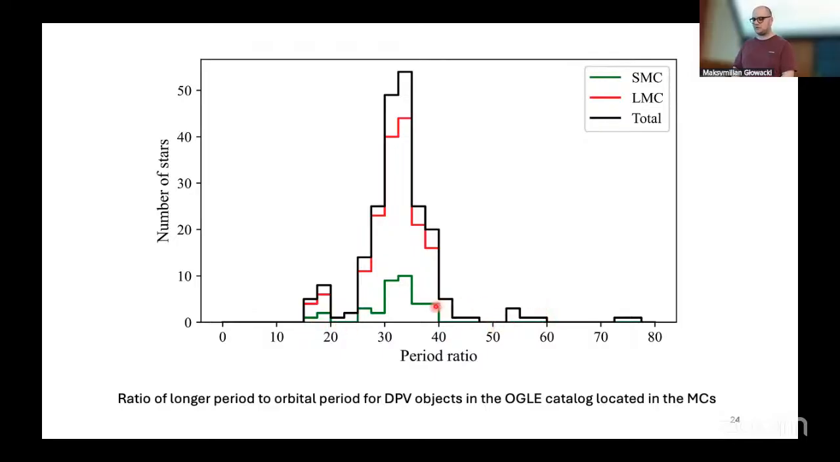However, they look like DPV stars just by visually inspecting the light curve. However, to confirm that they are actually DPV stars with a different period ratio, we need to do some further tests. So these cases are not for now confirmed DPV stars, as we are just inspecting the light curves. However, we see that for the majority of them, this is around 33.